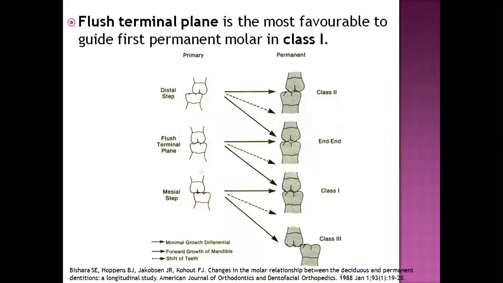Usually the flush terminal plane is the most favorable to guide the permanent dentition into class 1 relation. Here, the distal step in the primary dentition lays the permanent dentition into either class 2 or end-on relation, flush terminal guides the permanent dentition into end-on or class 1 relation, and mesial step guides the permanent dentition into class 1 or class 3.